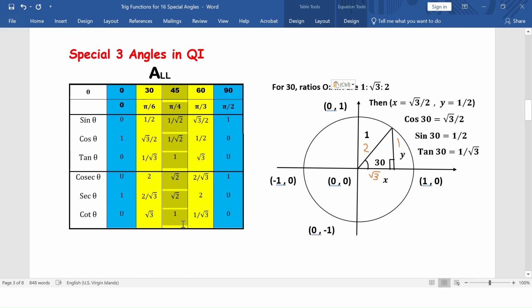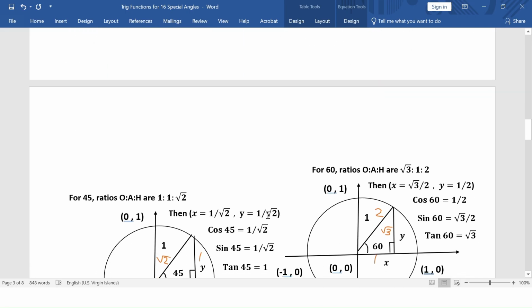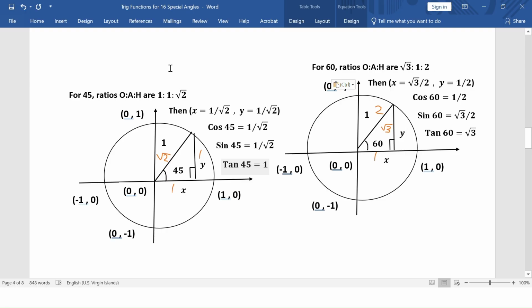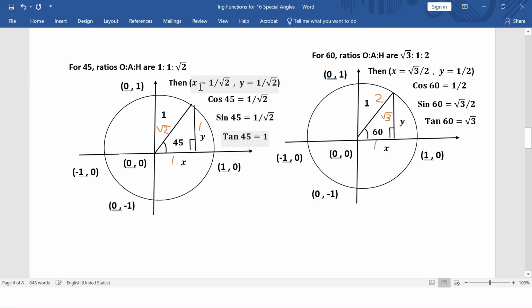So then what about for 45? Okay, so I can just go down on this page what I'm explaining. This one is for the 60. I'm explaining. This one is for the 60.